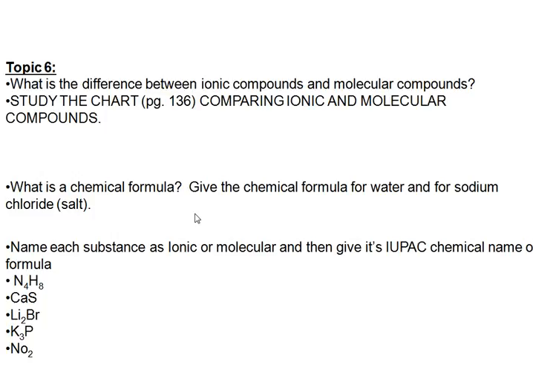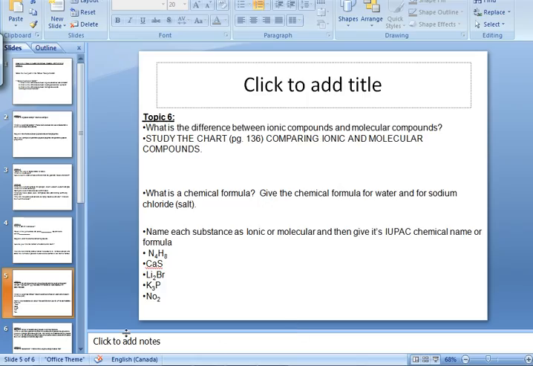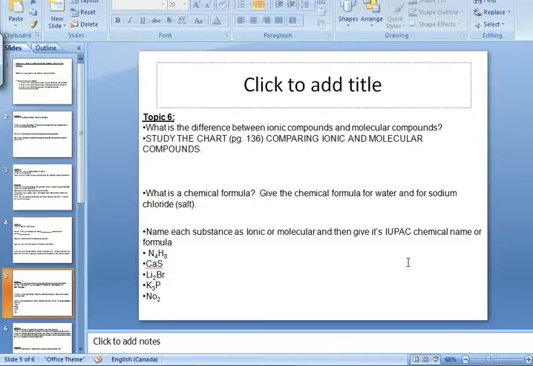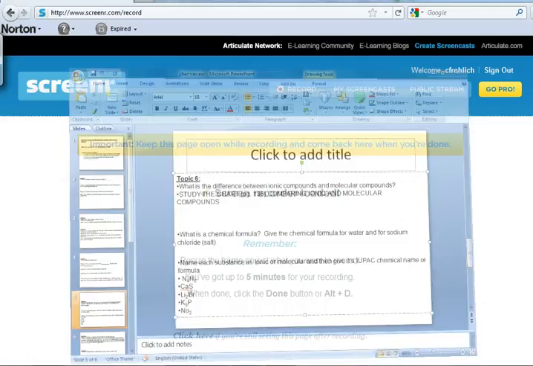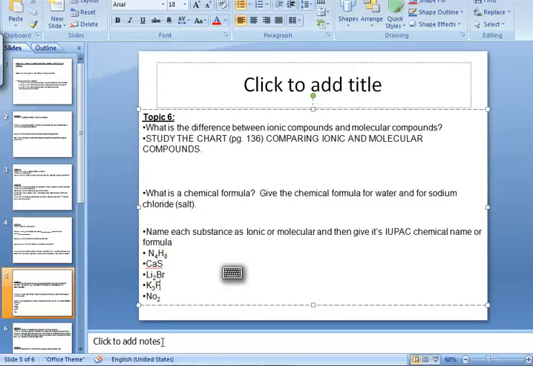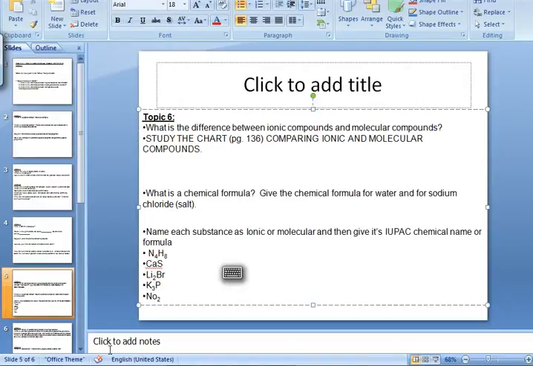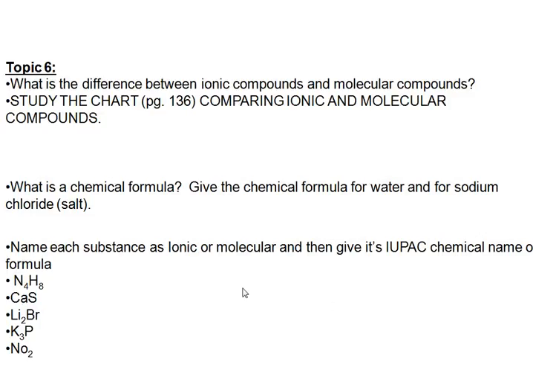So we've talked about a chemical formula, and now I want to get into writing these.